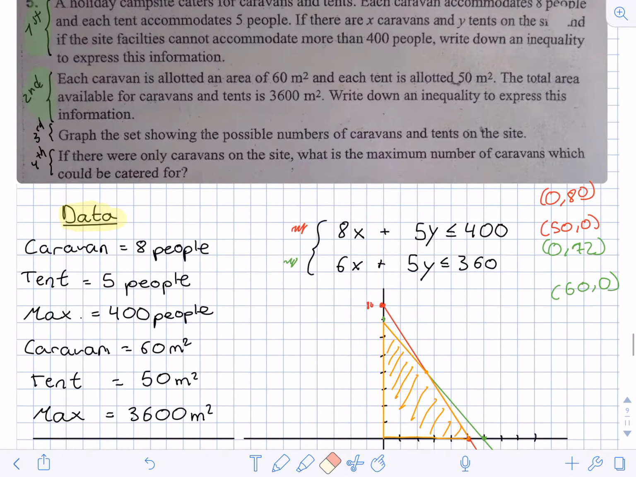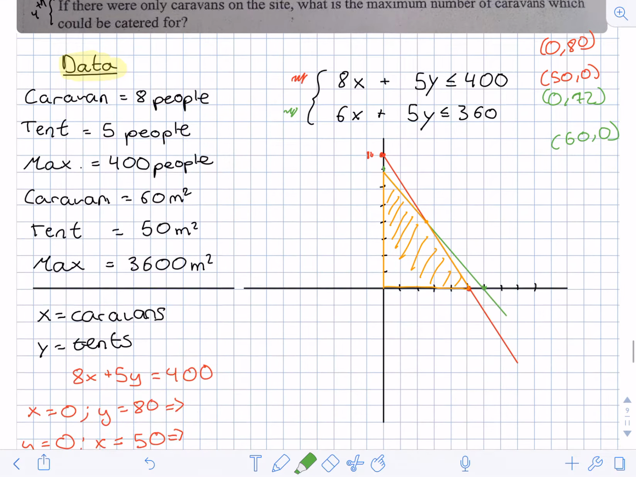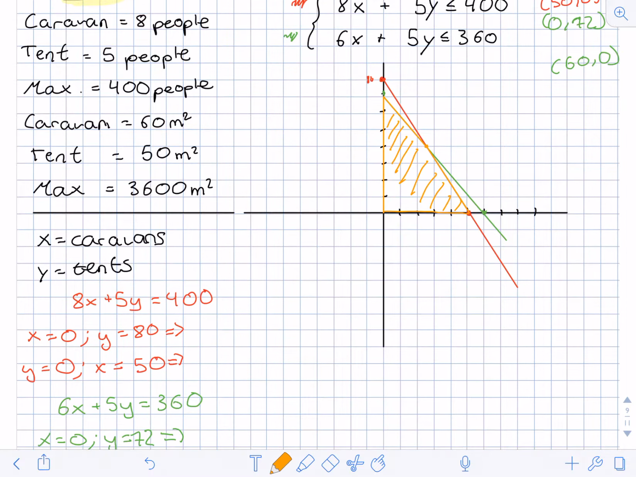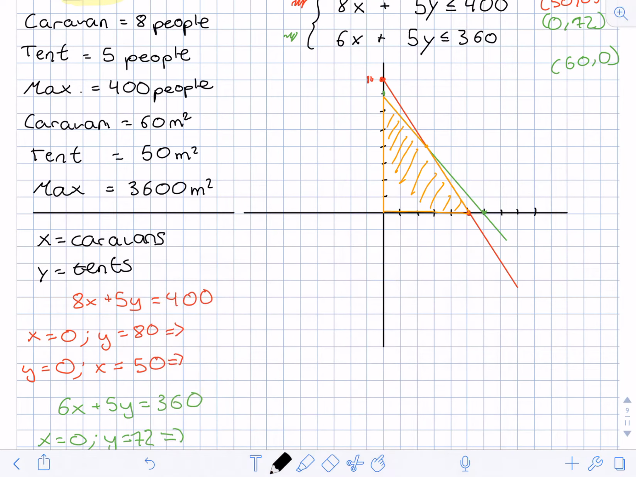So now we have the third part done, okay? So now we're gonna have to do the fourth one, last. If there were only caravans on the site, what is the maximum number of caravans which could be calculated? So the only caravans, okay, we have this data here. I'll do it here in black. We have that each caravan has 8 people, and the maximum people is 400. So the maximum people is 400, and each caravan can have 8 people. We divide 400 divided by 8. We're gonna have 50.